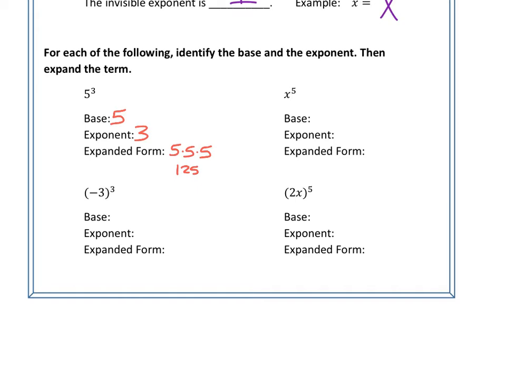So if you have numbers, you're going to want to multiply them out. Don't accidentally do the trick with 3 times 5. It's not 3 times 5. It's 5 times 5 times 5. Just a little tidbit. But very good, that is the expanded form: 5 times 5 times 5.